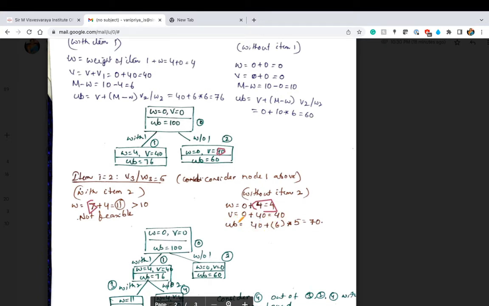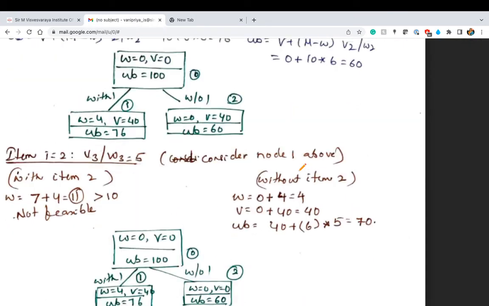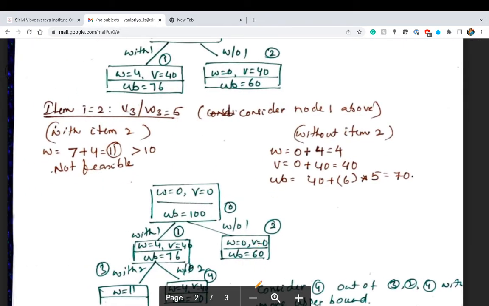And the upper bound, if you substitute all the values, you are getting 70. So what we have to do, you have to again construct the partial tree. Okay, so how are you going to do it? Here this is not feasible, and here we are expanding this one without 2.